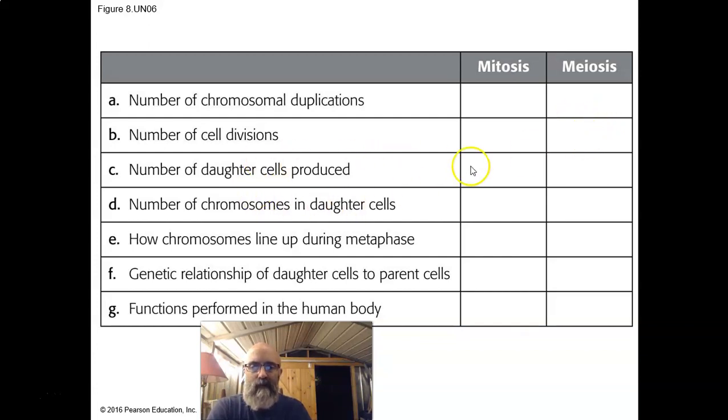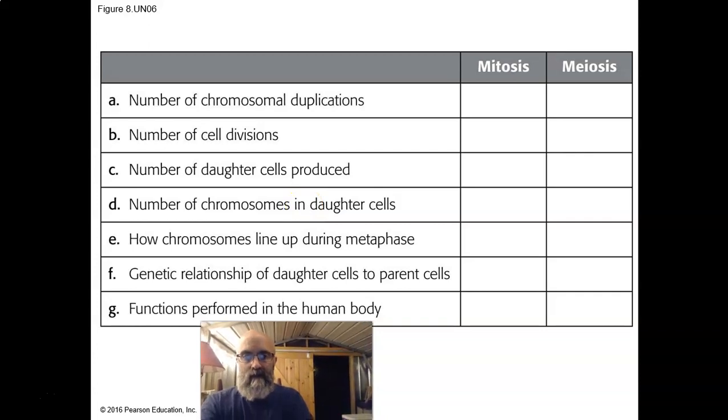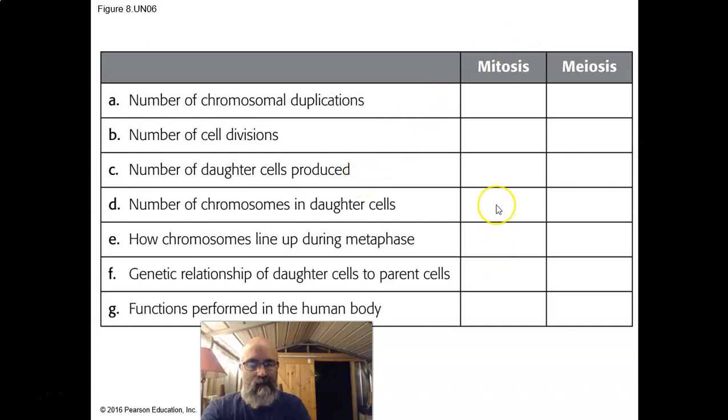The number of daughter cells produced: mitosis produces 2 daughter cells. Meiosis produces 4 daughter cells. Okay? Number of chromosomes in the daughter cells. If you start with 46, you end up with 46 in mitosis. If you start with 46 in meiosis, you end up with 23. So you end up with half the number of chromosomes in the daughter cells. Don't worry about E. That's a little too much detail.